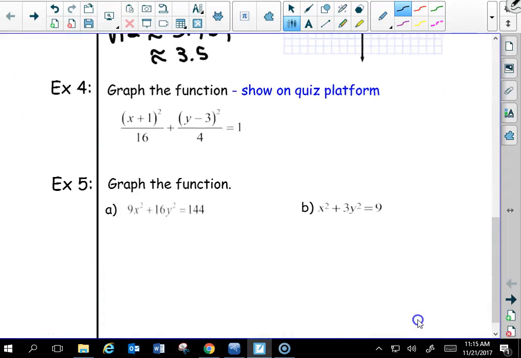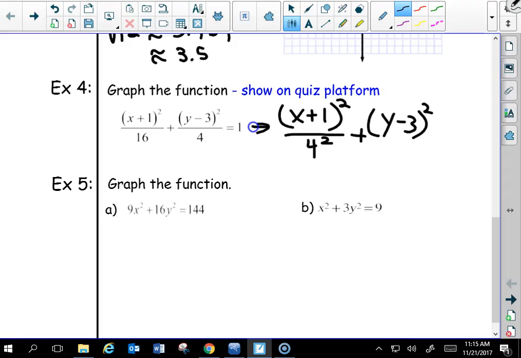Okay, graph the function, show on quiz platform. All I'm going to do is write this in standard form. So this is (x plus 1) squared over 4 squared plus (y minus 3) squared over 2 squared. Okay, so that means that my major axis is the x-axis. We're going to go between plus and minus 4, but it gets more complicated because the center is moved left 1.